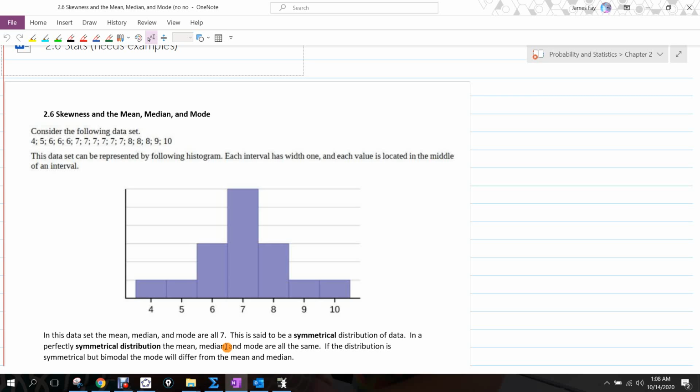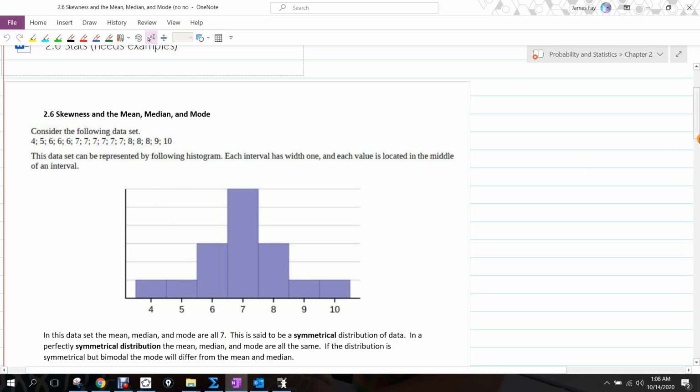Here it says consider the following data set: 4, 5, 6, 6, 6, 7, 7, 7, 7, 7, 7, 8, 8, 8, 9, and 10. It says this data set can be represented by the following histogram. Each interval has width 1, and each value is located in the middle of an interval.